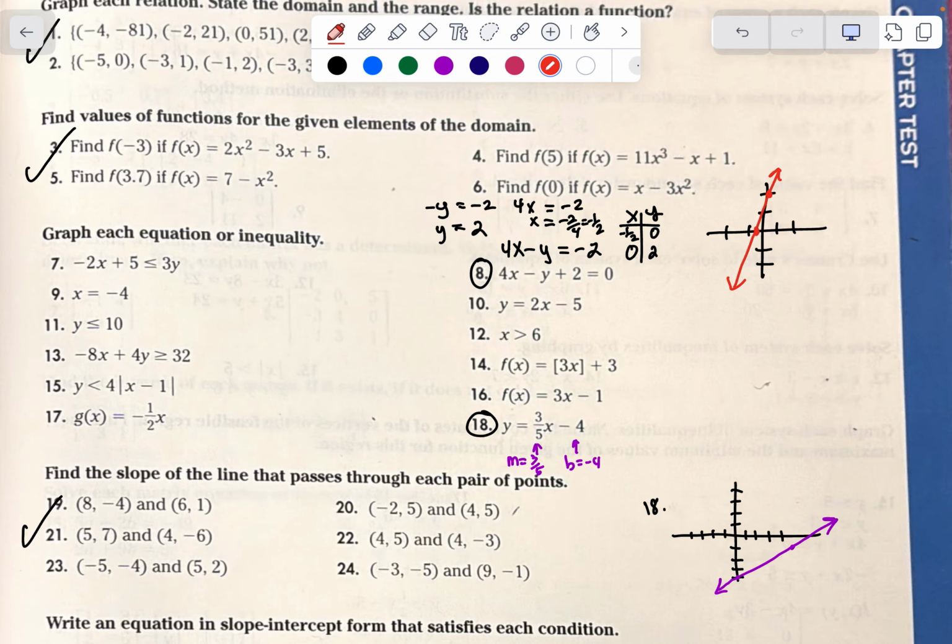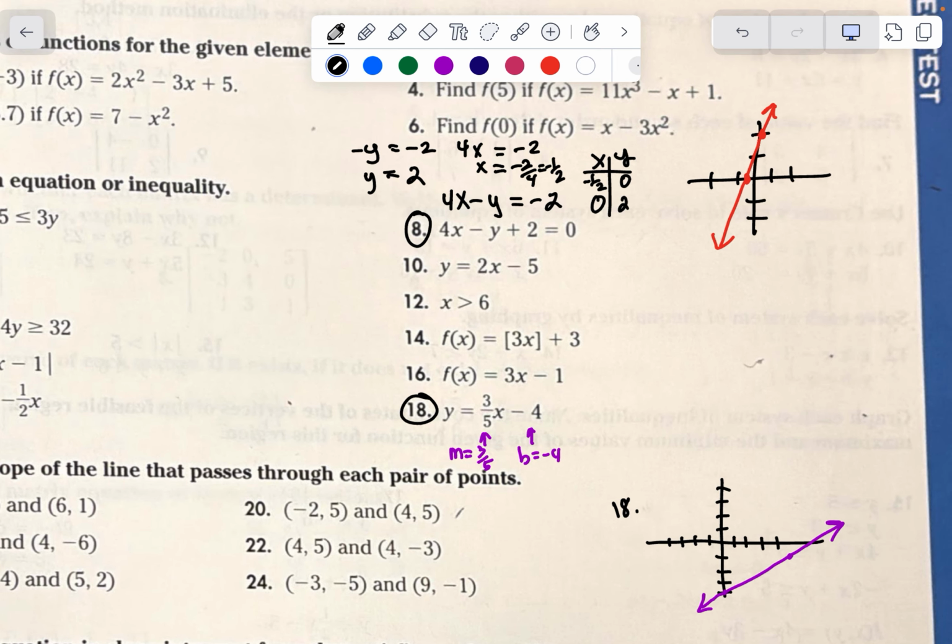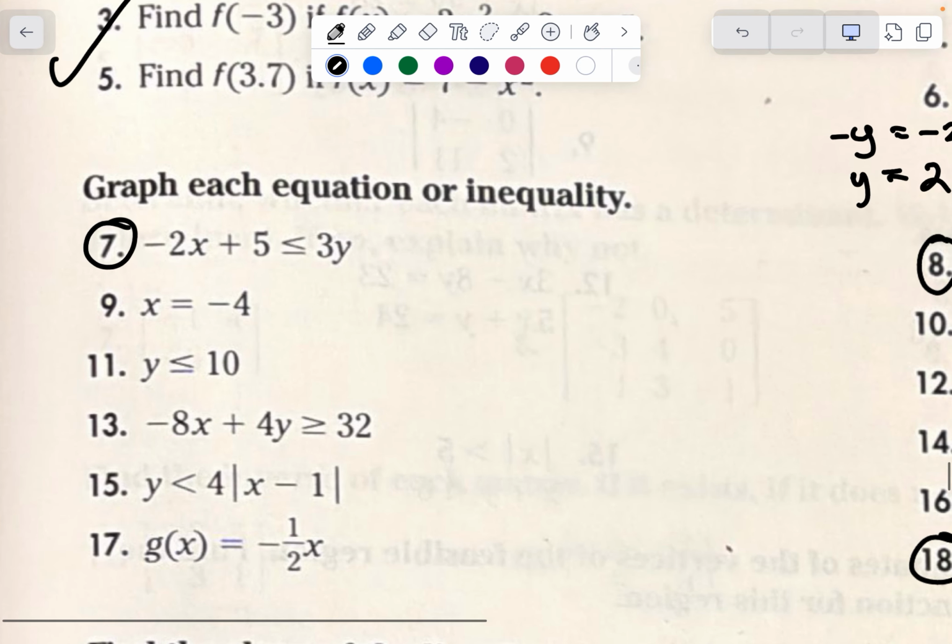32, thank you. Okay. Now I would like to do some inequalities. So if we could, let's jump to 7. Any questions about 8 or 18 before I move on? Okay, let's jump to 7.